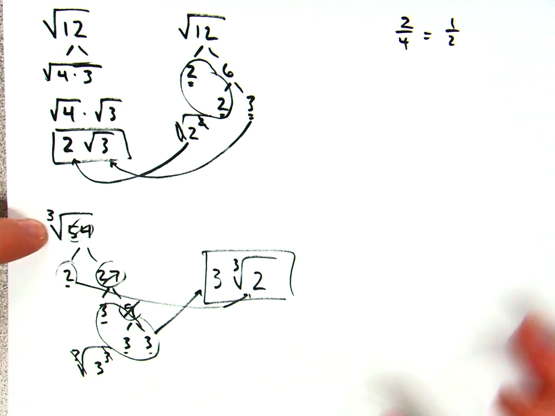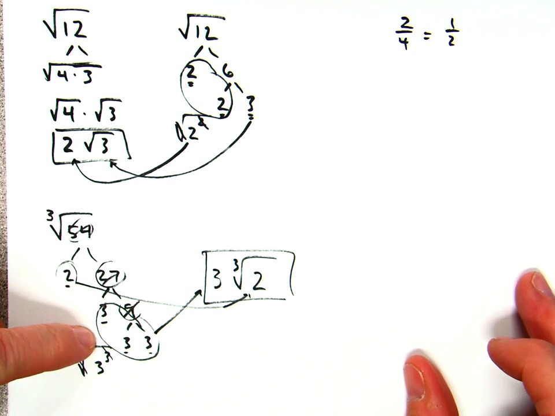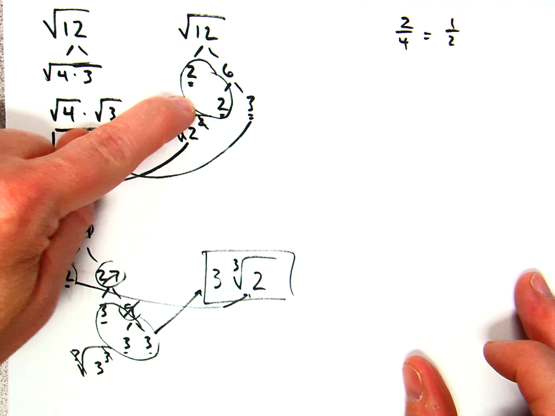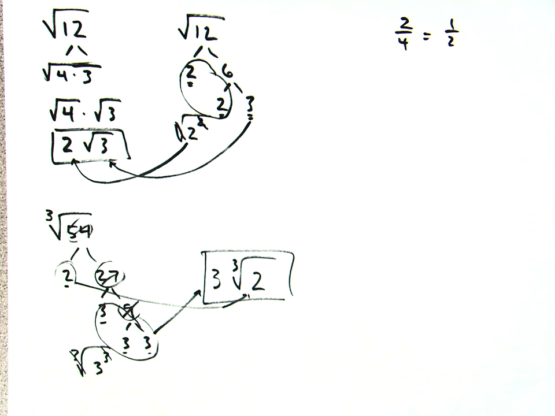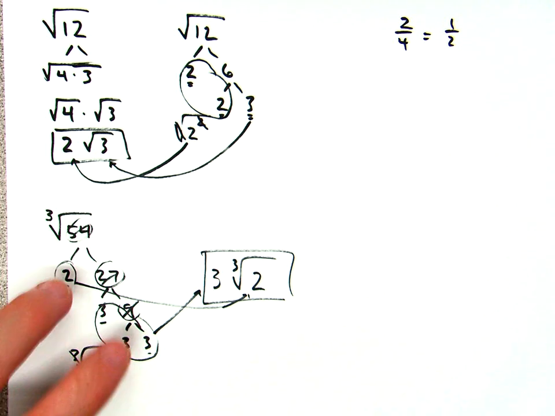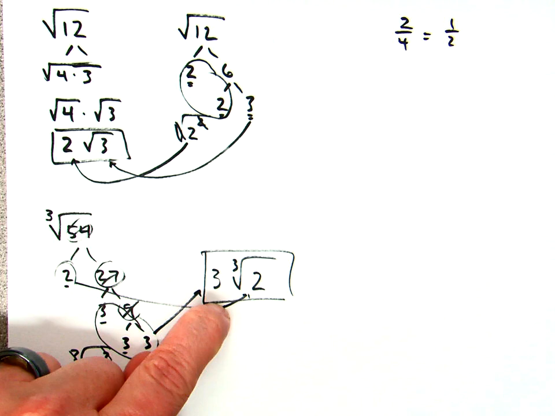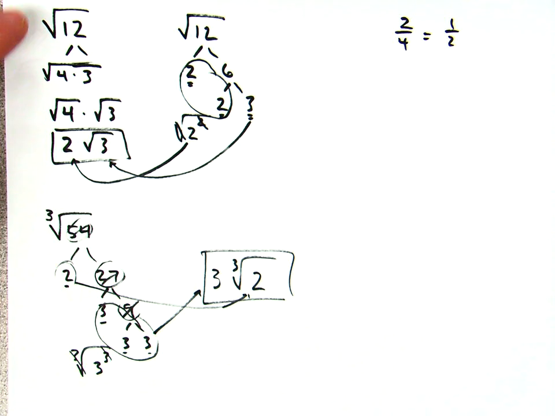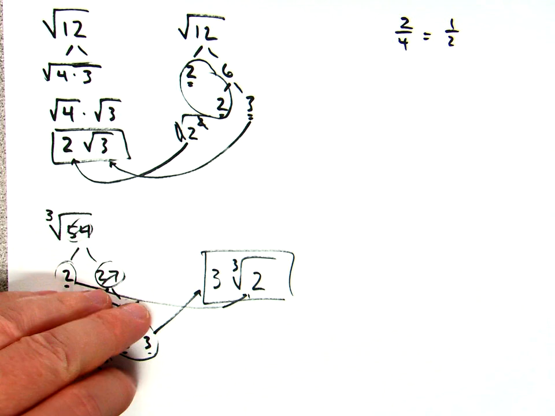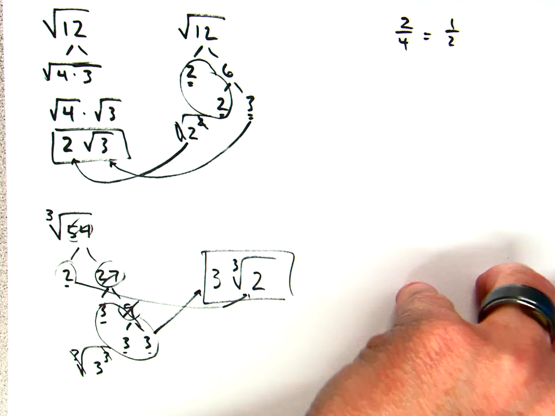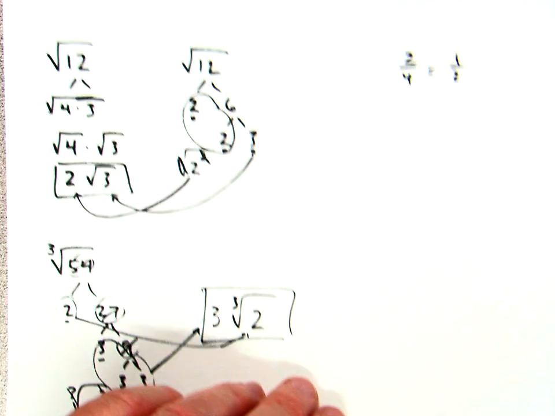Right? So an index of 3 means we need 3 of the same number. An index of 2 means we need 2 of the same number if we're going to try to break these down and reduce them. So we were able to reduce the root. It wasn't a perfect root, but it did reduce. So that's how we can reduce or simplify these things.